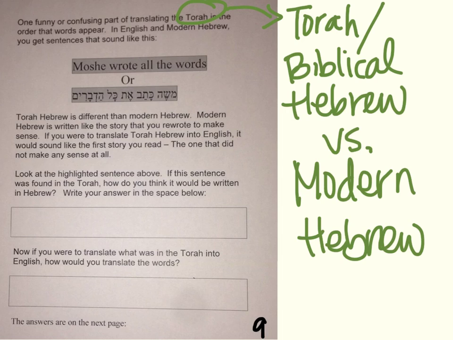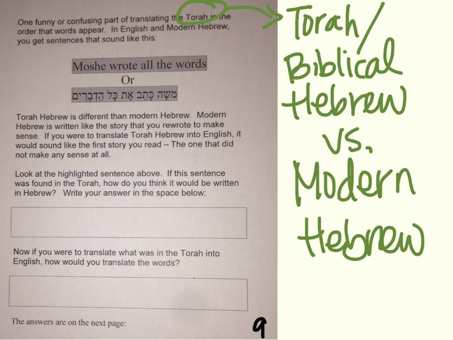So modern Hebrew is written like the story that we rewrote to make sense. When you read it, you can translate it pretty much directly into English and understand what it's trying to say. But if you were to translate Torah Hebrew into English, it would sound like the first story that we read that was out of order in English, the one that didn't make any sense.